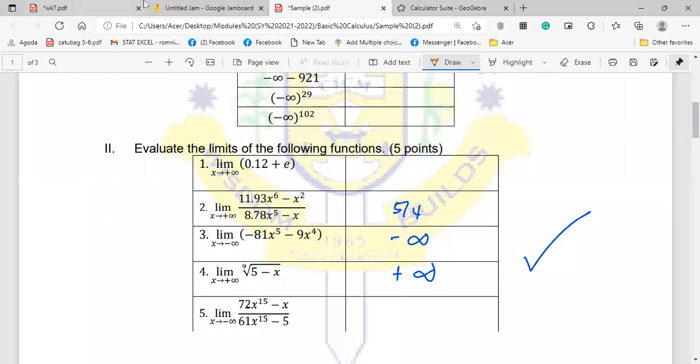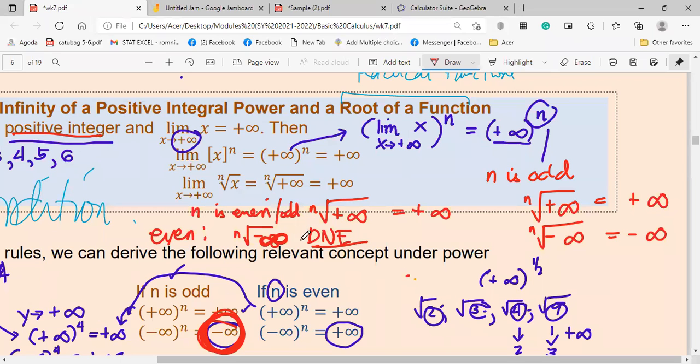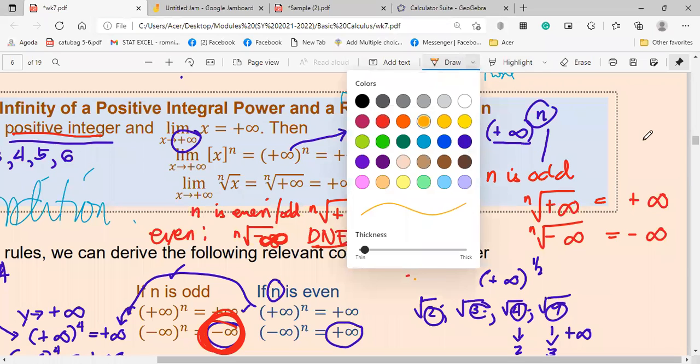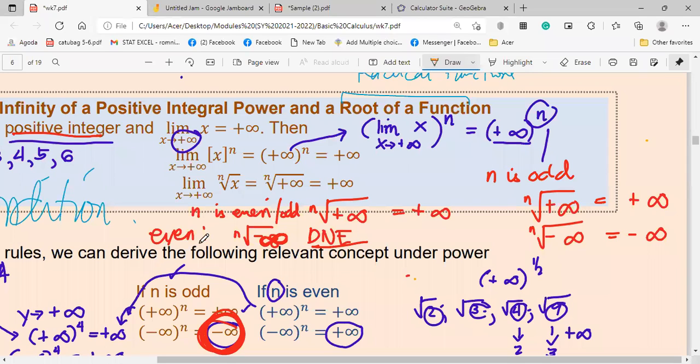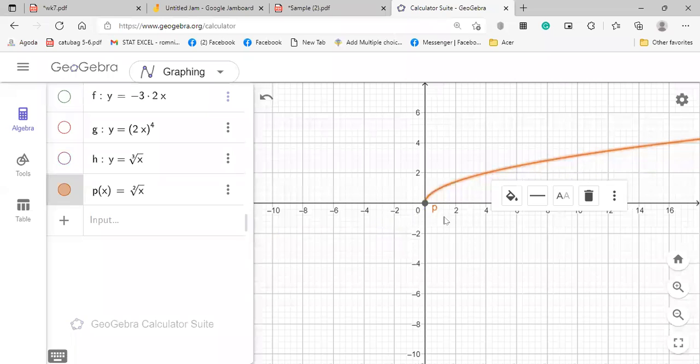Pinapatunayan niyan, class, na kapag magkaroon ka ng isang even na index at pinakuha sa iyo ang nth root ng isang negative infinity, hindi possible magkaroon siya ng limit. Kaya siya DNE. The graph also proves that to you. Ayan siya, oh. Hindi nga siya dadaan dyan sa negative. Kasi bawal lahat. Di ba? Negative infinity is to negative values. We don't accept radicands, which are negative numbers.